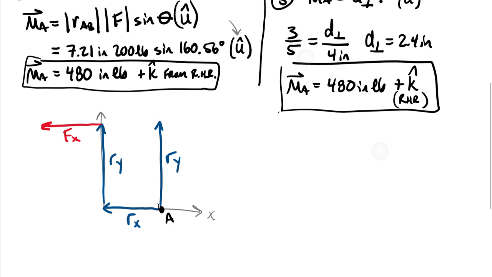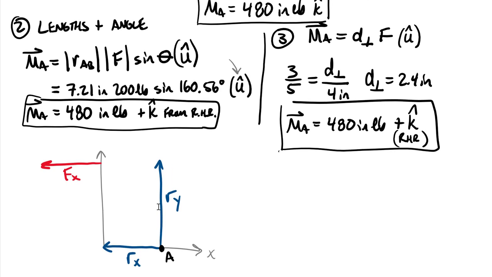So let me just call this r_y prime. Now, of course, the length of r_y prime is exactly the same as r_y, but given that notion about not wanting to move vectors off their lines of action, let's leave that there and let's put this here as F_y.